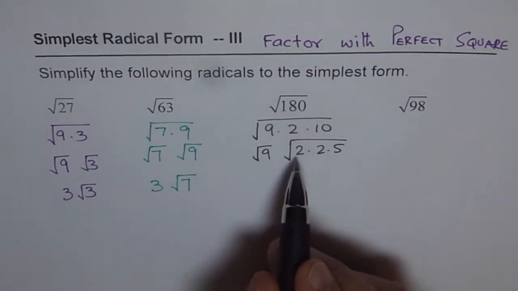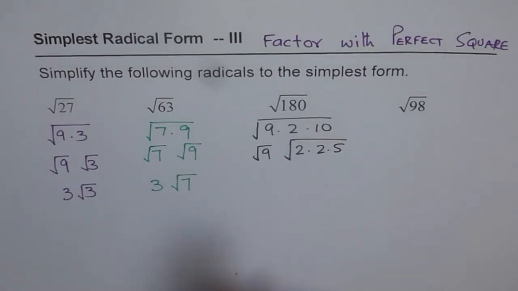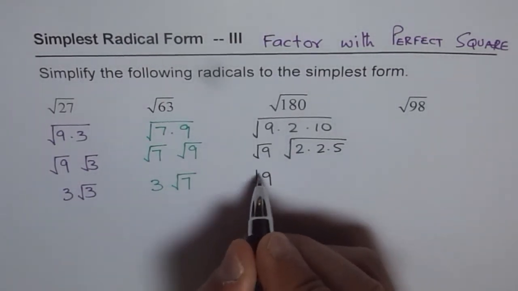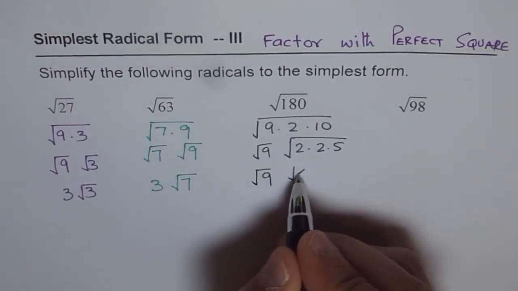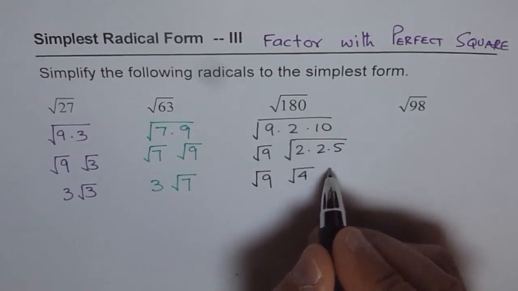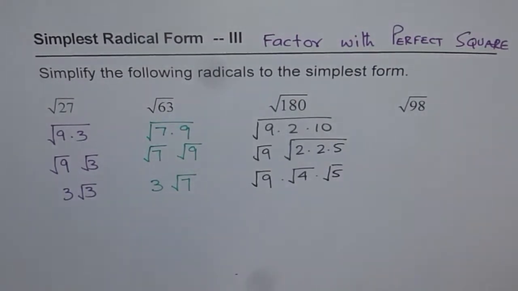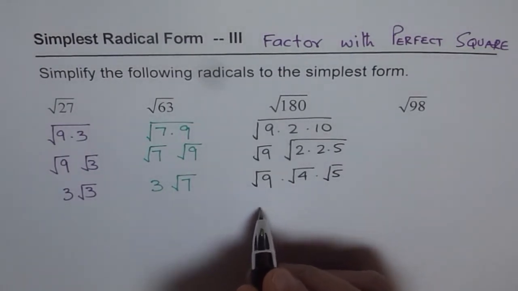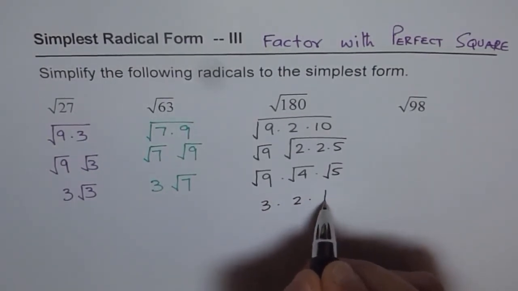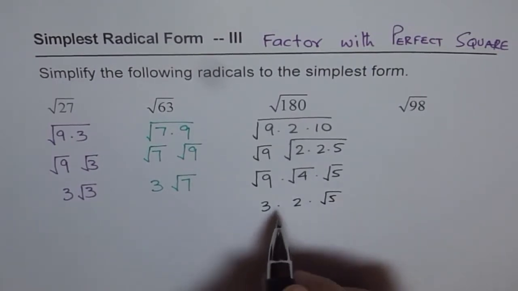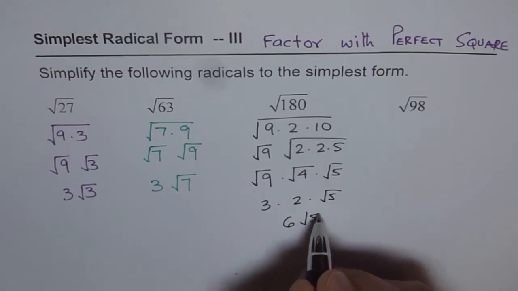As you can see, 2 times 2 is 4. So you can always factor out 2 from here, right? So we can say, well, let me go one more step here. Square root of 9, and we can say 2 times 2 is 4. That means square root of 4 and then square root of 5. That's what we have, product of these 3. And square root of 9 is 3 times square root of 4 is 2, and we have square root of 5. 3 times 2 is 6. We can write this as 6 square root of 5.